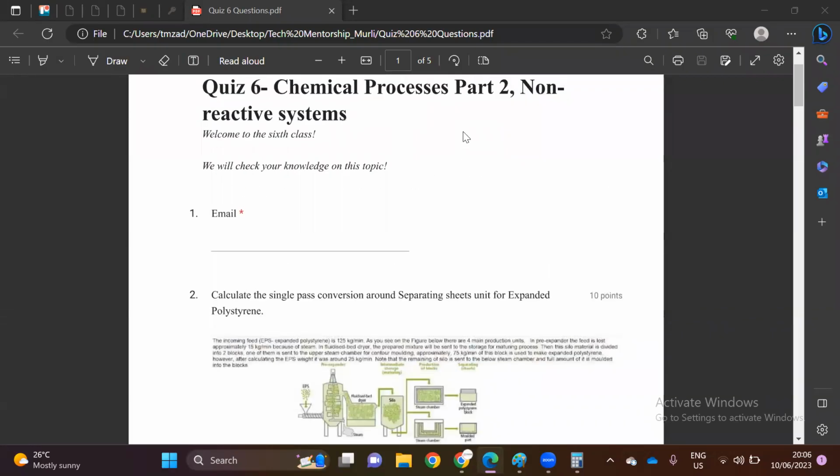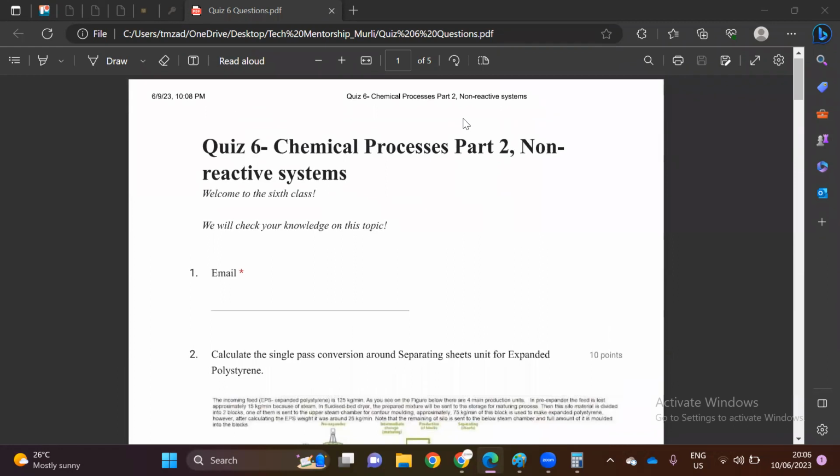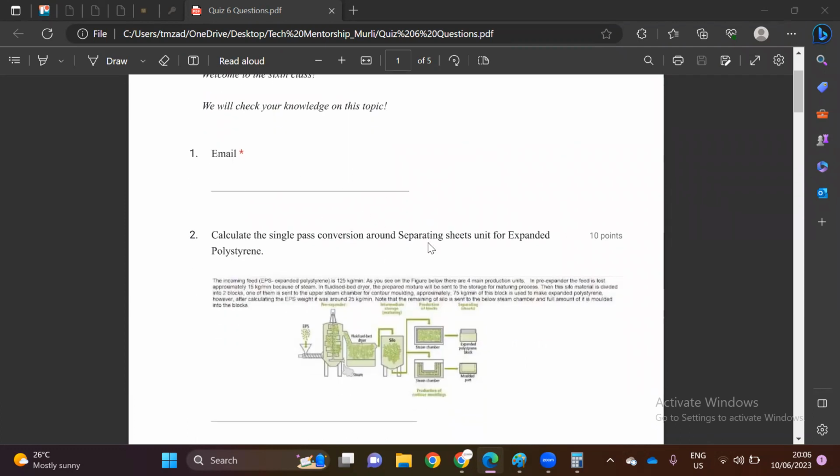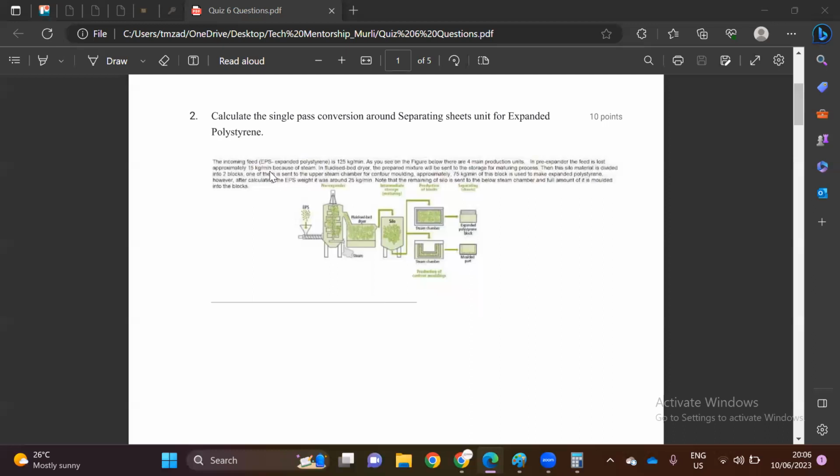Good day to all. Today we are going to discuss the 6 quiz from the lesson chemical processes, the second part, and also non-reactive systems, basic unit functions, and etc. together. So let's get started with the first question. It's the PDF version, by the way, that's why it's shown the questions in this way, but I will also drop down the link for the quiz, and you can also solve the questions and watch the video.